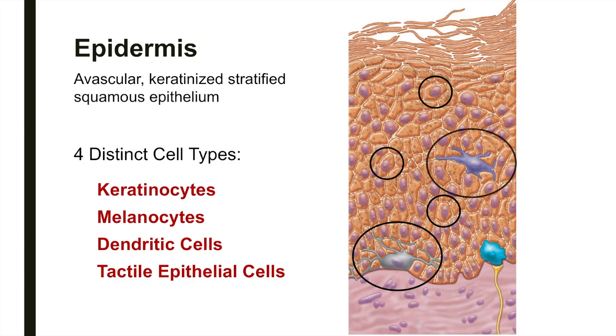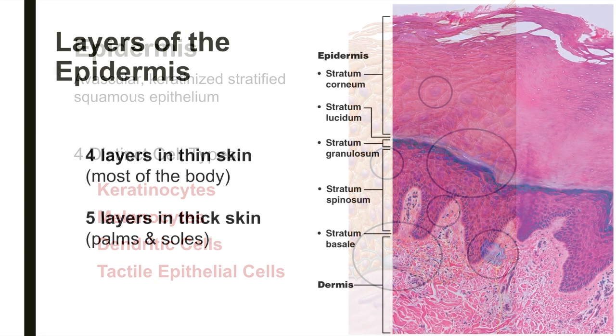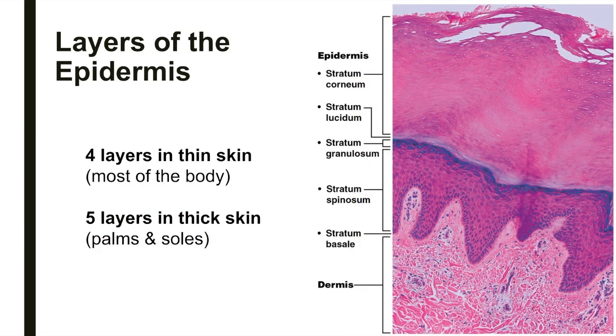Dendritic cells ingest foreign substances and play a key role in activating the immune response. Tactile epithelial cells help to form sensitive touch receptors. The epidermis consists of 4 or 5 layers. There are 4 layers in thin skin, which covers most of the body. These layers, from deep to superficial, are the stratum basale, stratum spinosum, stratum granulosum, and stratum corneum.